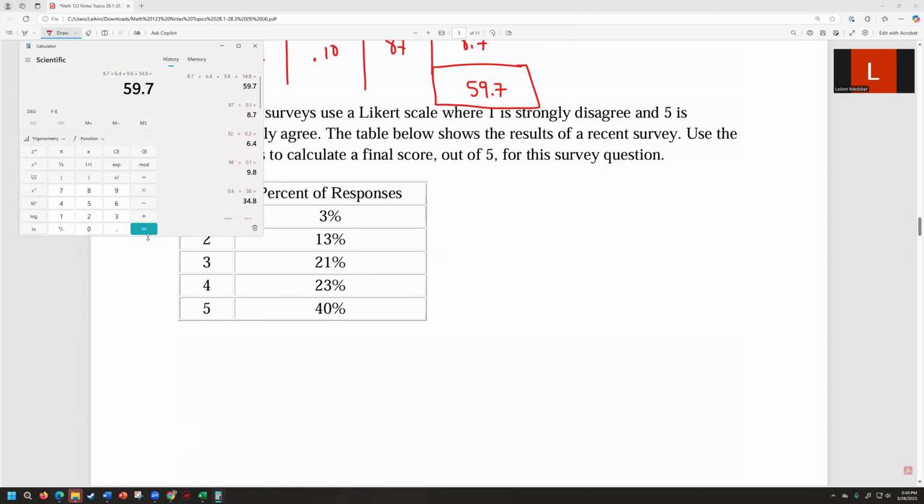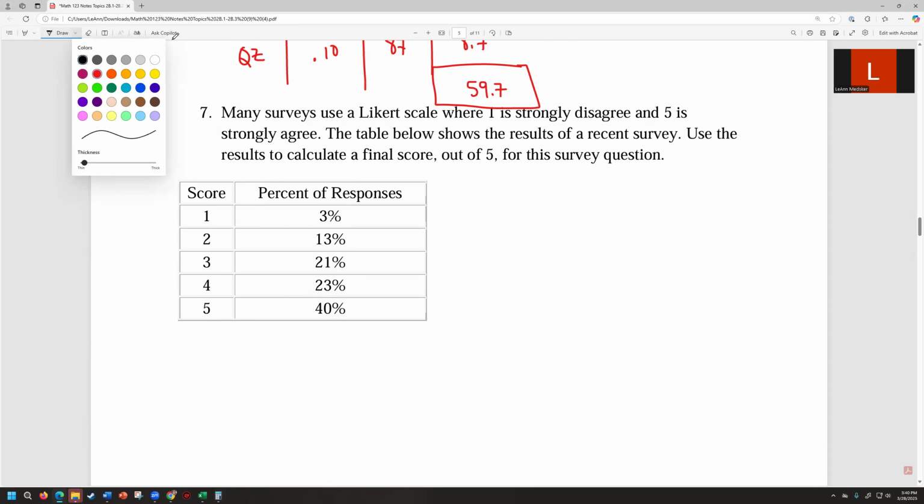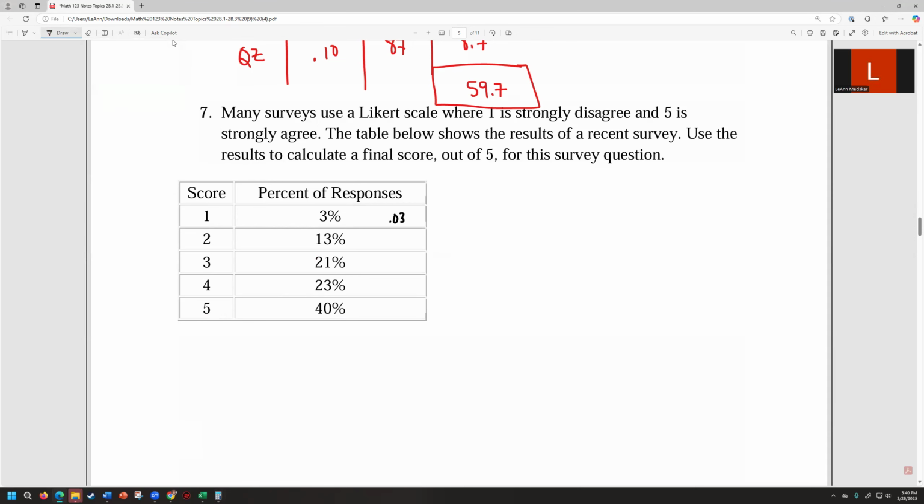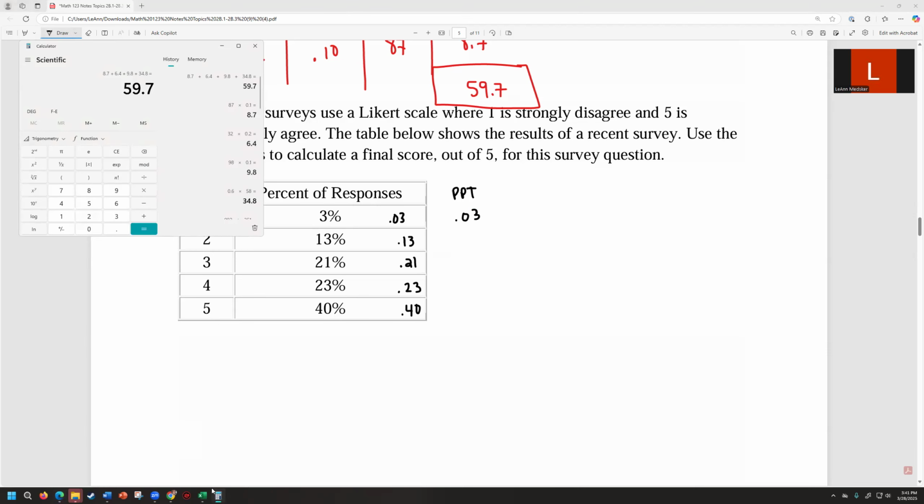So again, you're going to turn each of those into decimal form since we're doing this by hand. I'm just going to write that off to the side. Remember, that's just dividing by 100 or moving your decimal 2 places to the left. Okay, and then we're going to get our percentage points. So we multiply each of these together. That would just be 0.03. But we have to do 2 times 0.13.